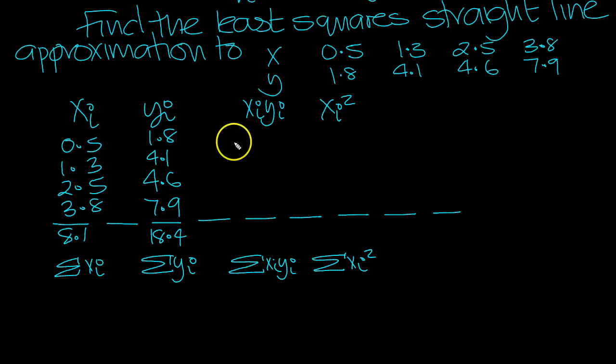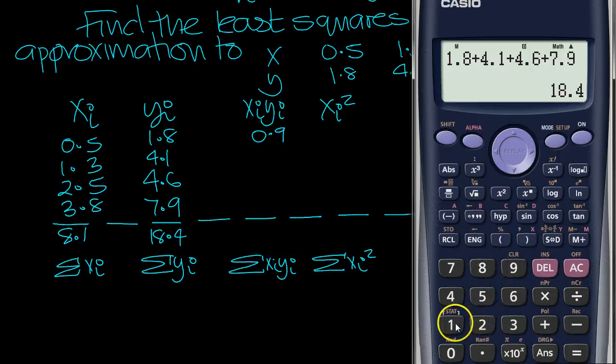And then the sum of the xi yi's. Well, we'll have to add them up. But we only need the sum, so I'm just going to work out the sum, although you could do the table. This would be 0.9, and then you get these as well. So let's try them, shall we?